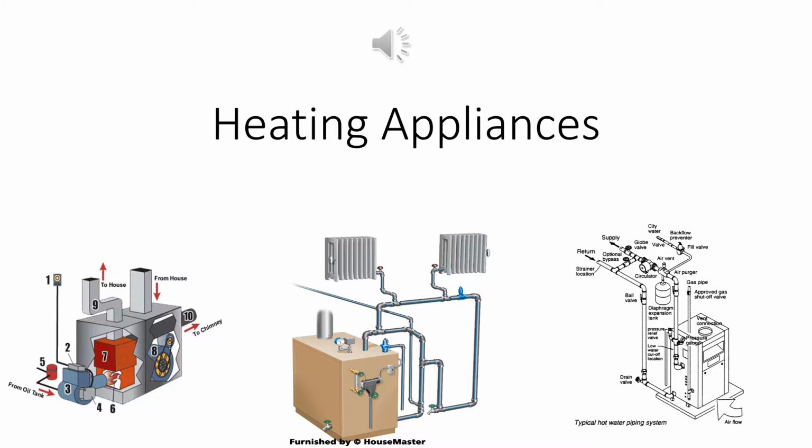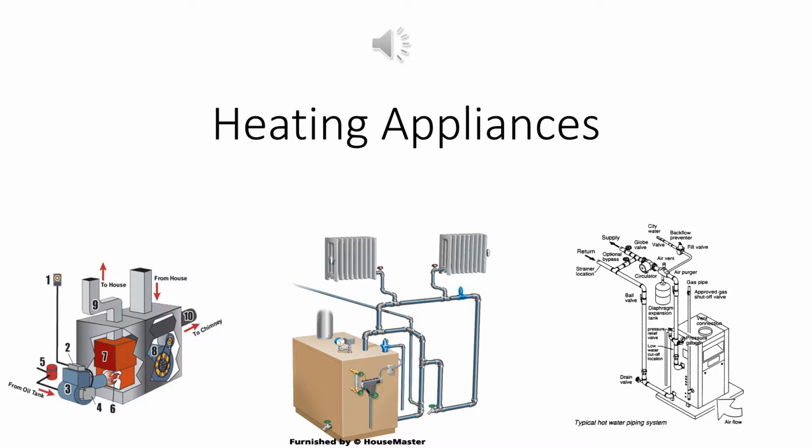In heating, the main appliances we use to add heat to a conditioned space are warm air furnaces, steam boilers, and forced hot water boilers. A warm air furnace uses air to carry the heat to the conditioned space. The forced hot water boiler and steam boiler use water and steam to carry the heat to the conditioned space.